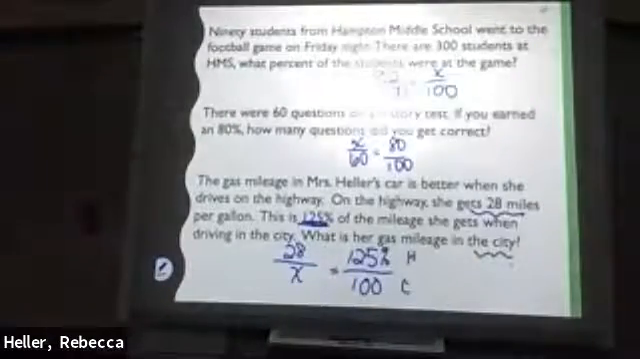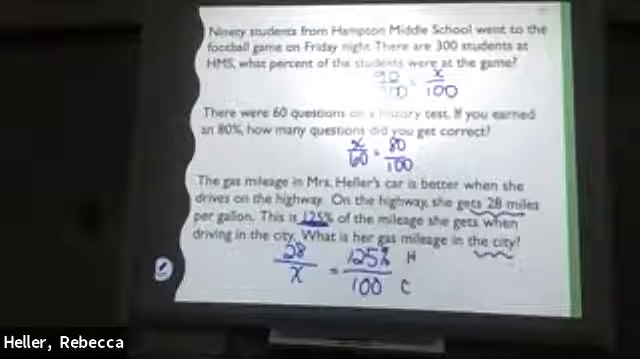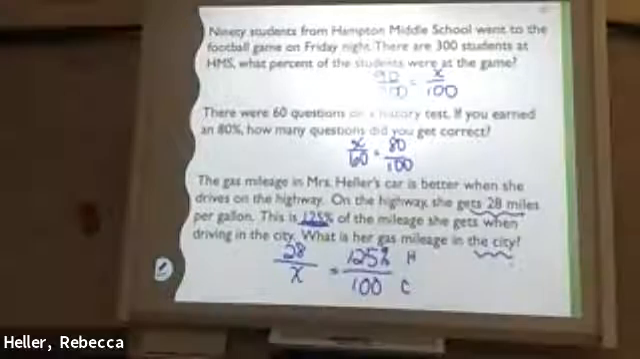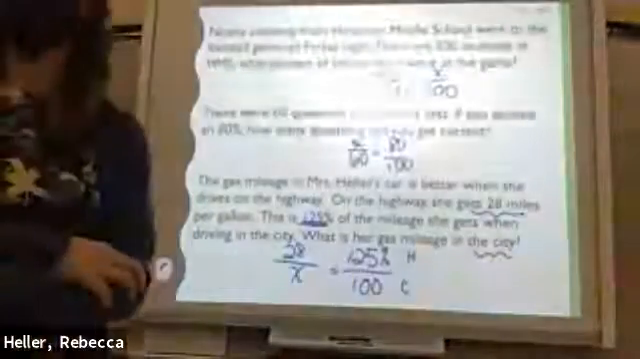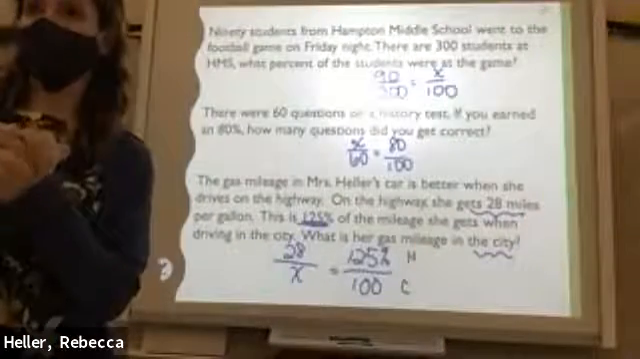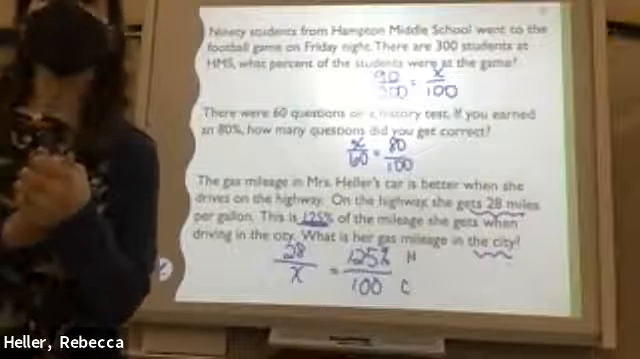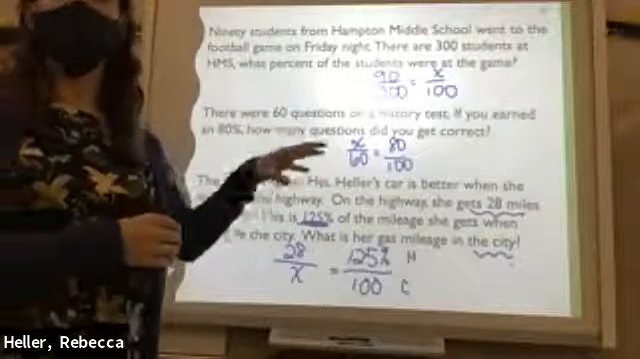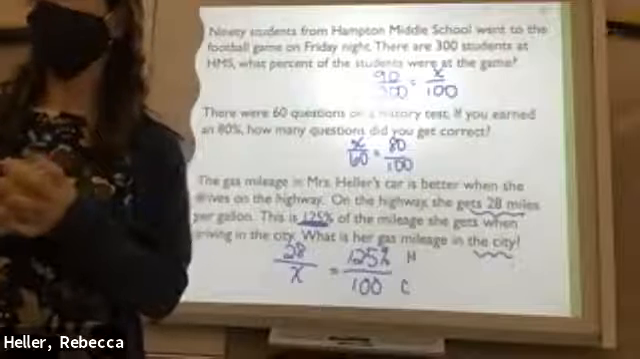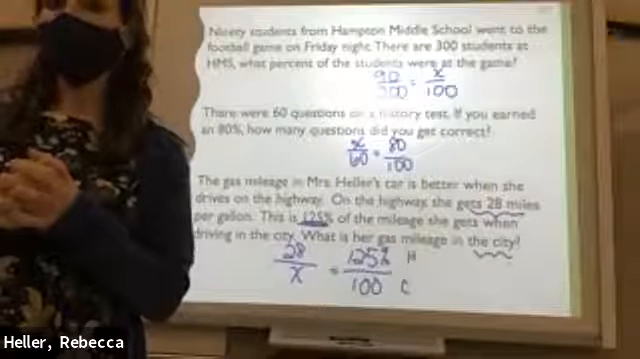Okay, any questions about using a proportion for these types of problems? All right, so for your homework tonight, like I was saying, you're going to use the proportion to solve all of the problems on your homework. Okay? Tomorrow I'm going to show you a new method, but for tonight's homework, you're going to use a proportion for every question that's on there. Okay?